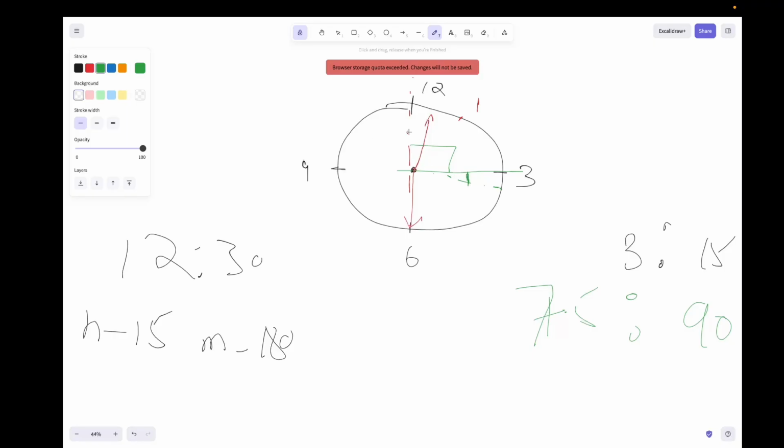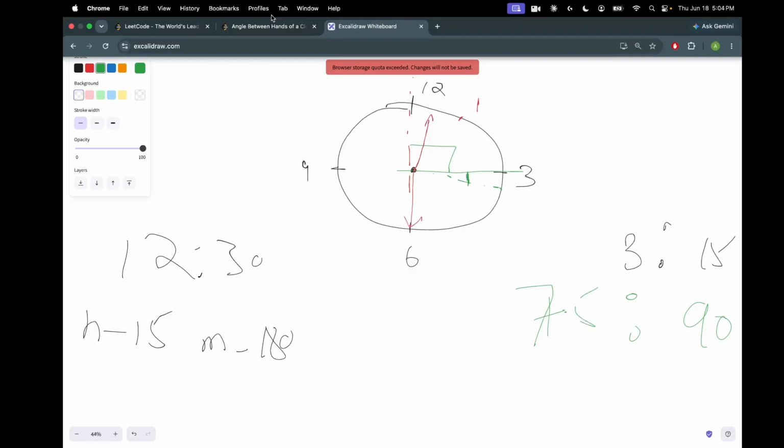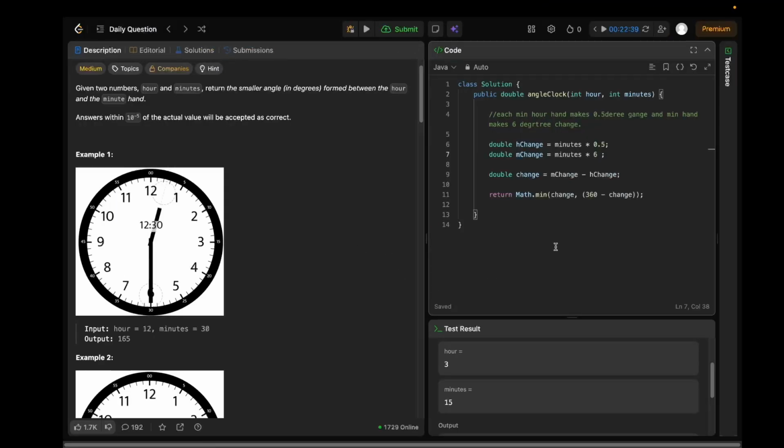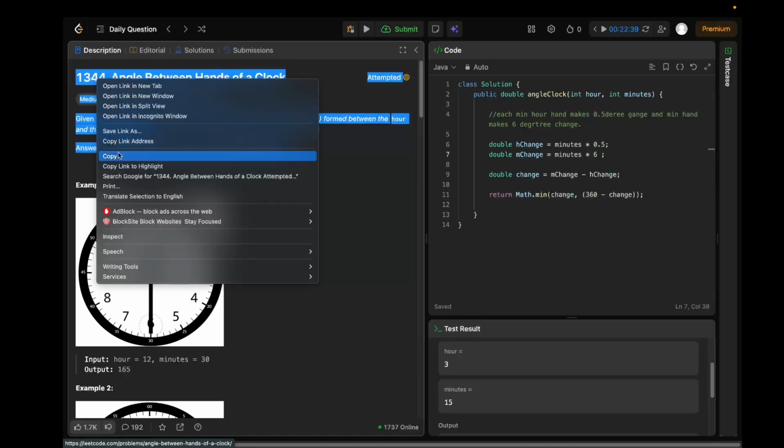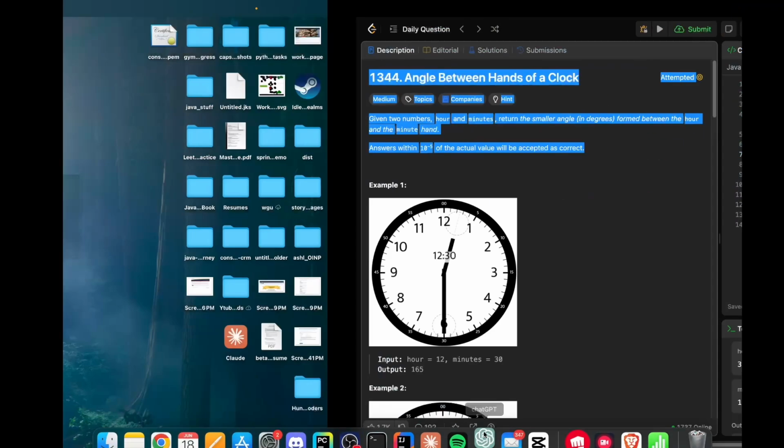In this part, our minute hand was at 180 and the hour hand was at 15. So the difference was that minus that, but here the difference is, this is annoying. Let's see, where is my logic going wrong?